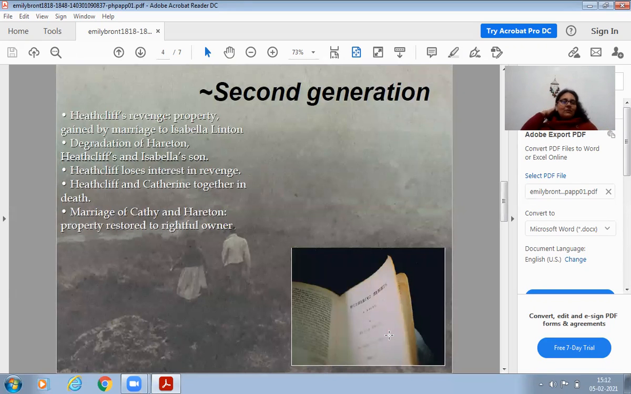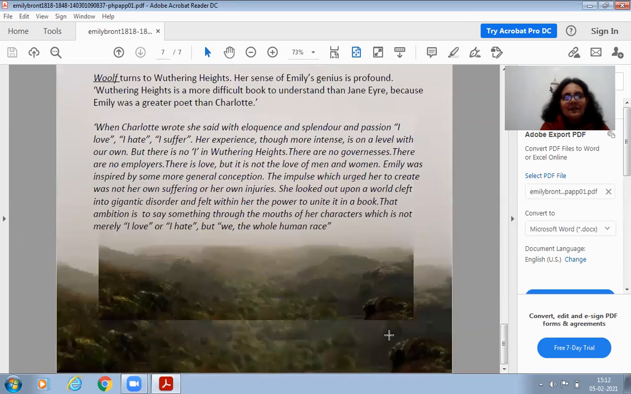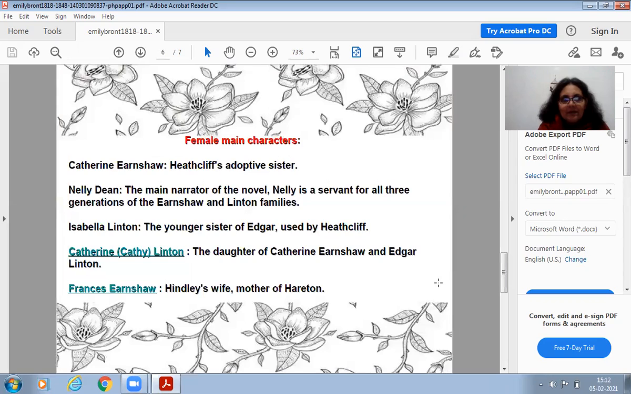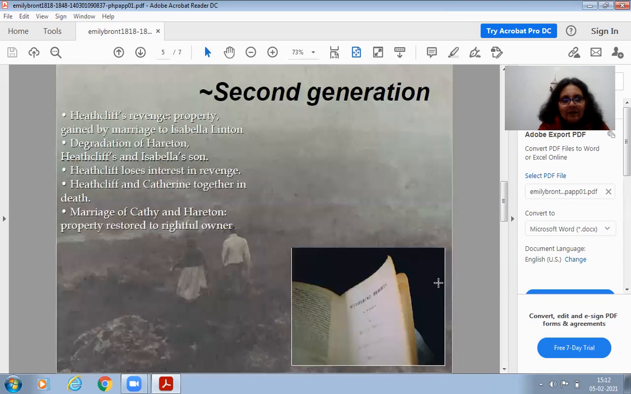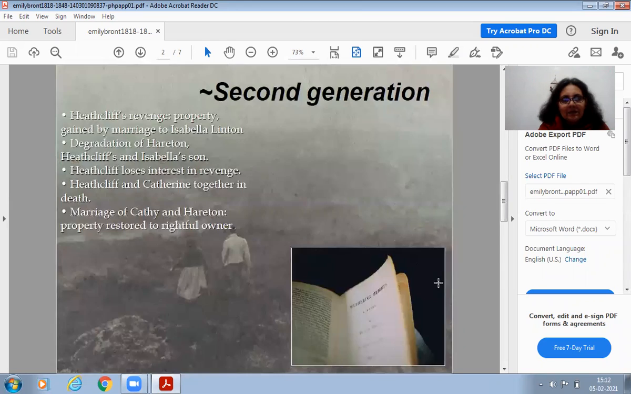If we talk about the basic structure of the novel, we have to keep in mind that there are many characters in the novel, and we will be able to understand these characters. It's missing. Okay. Okay, it's not working anyway.